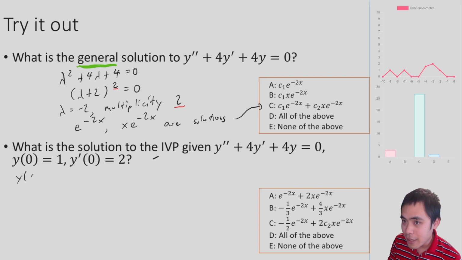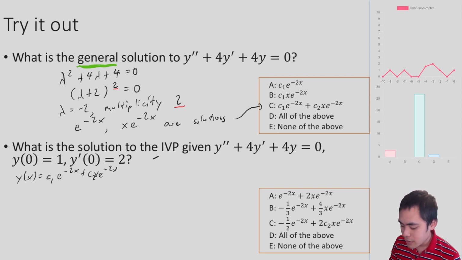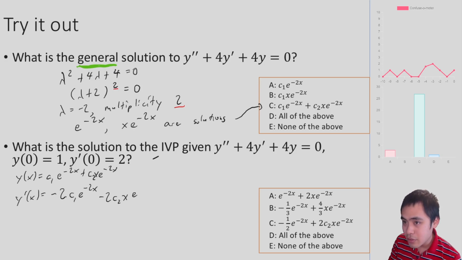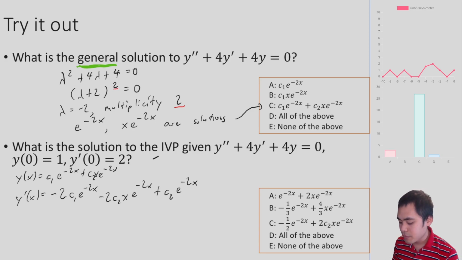So y(x) is equal to c1 e^(-2x) + c2 x e^(-2x). And so therefore, y'(x) is going to be equal to -2c1 e^(-2x) - 2c2 x e^(-2x) + c2 e^(-2x). Okay, so that's just taking the derivative. And then we need to solve for the constants.